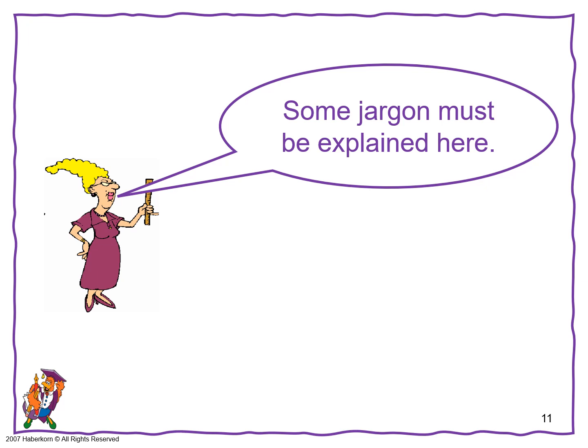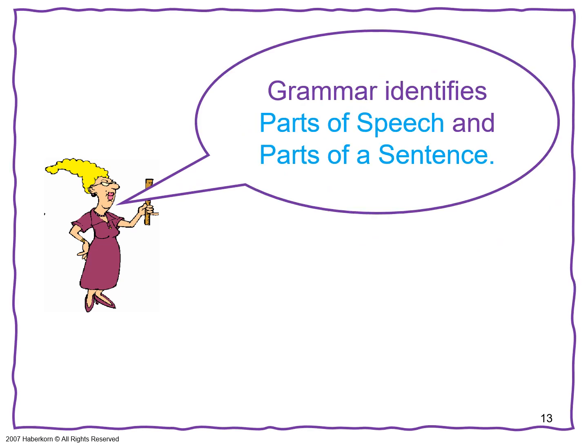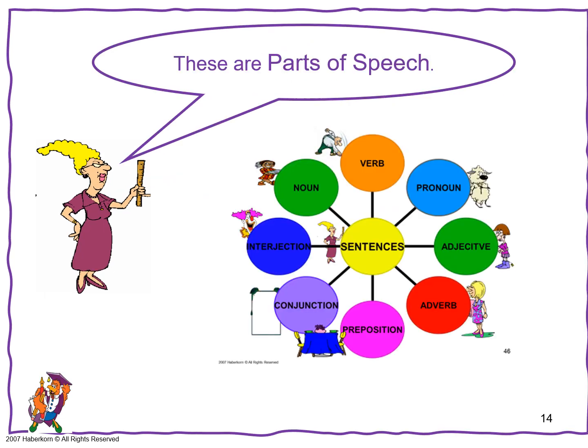Some jargon needs to be explained here. In the study of English grammar, there are terms you must understand. Grammar identifies parts of speech and parts of a sentence. These are all parts of speech.